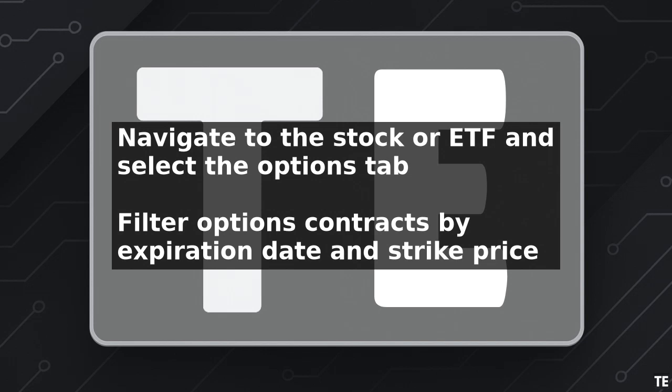To buy an option, select the contract you want to purchase and tap the Buy button. You will then be prompted to confirm your order. Review the details of the trade, including the number of contracts, strike price, and expiration date. Make sure you understand the risks and potential losses associated with options trading. Once you have confirmed your order, the option will be added to your Robinhood account.